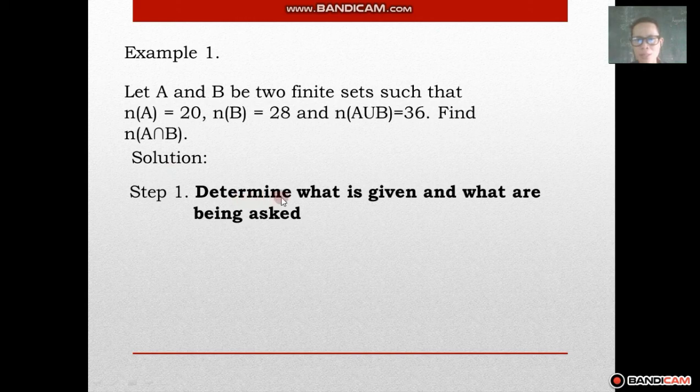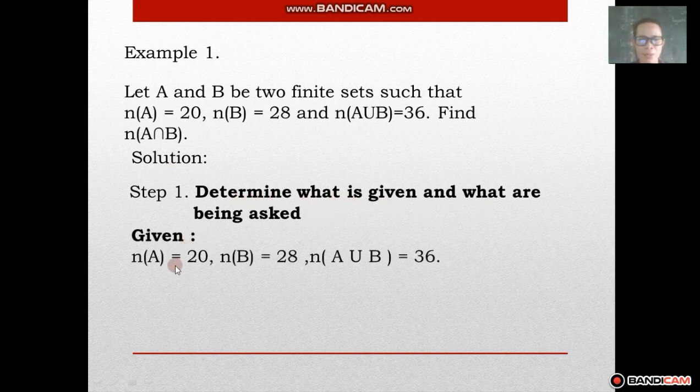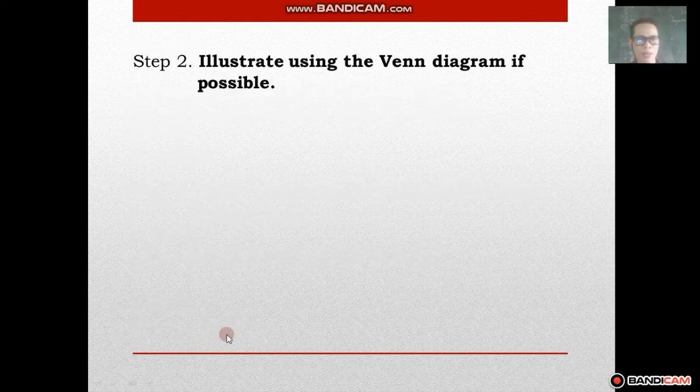Number 1. Determine what is given and what are being asked. Okay, these are the given. The cardinal number of A is 20. Then the cardinal number of B is 28. And the cardinal number of their union is 36. And this is what is being asked. So, the cardinal number of the intersection of A and B.